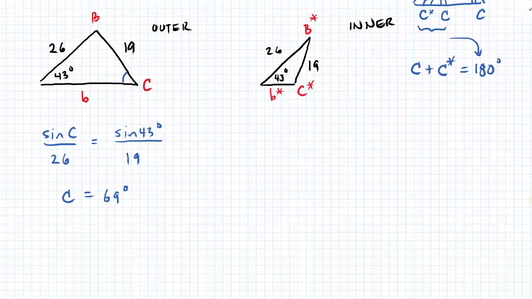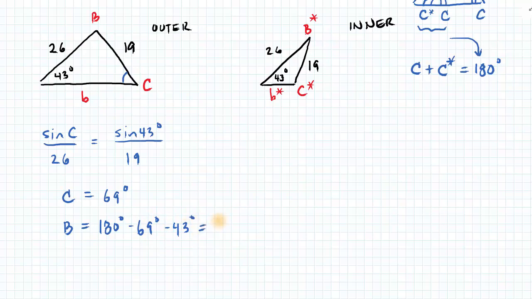And that then allows us to solve for angle B. Angle B will be 180 minus 69 minus 43. And when we do that subtraction, we get 68 degrees.